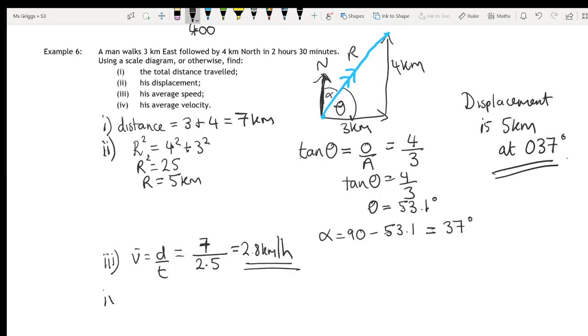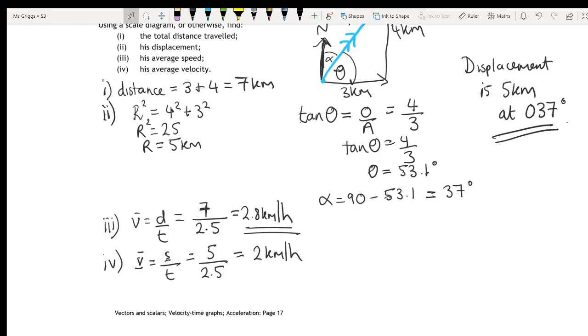And part 4, velocity is the displacement divided by the time. So the displacement we just said was 5 kilometers, and the time is still 2.5 hours. So that comes to 2 kilometers per hour. Remember, velocity is a vector, so it has to have a direction, and its direction is the same as the displacement, so at 037 degrees.